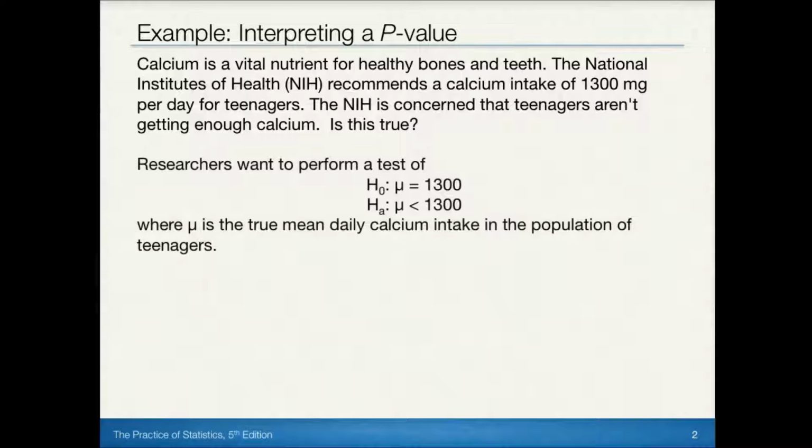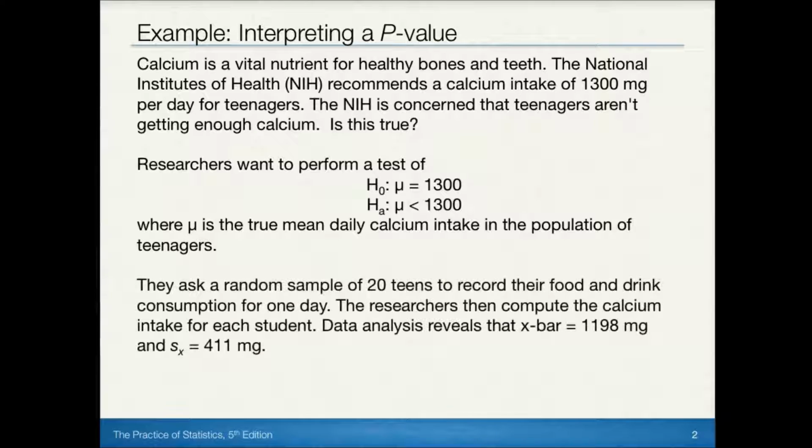Is this true? Well, researchers want to perform a test of the null hypothesis mu equals 1,300 and the alternative hypothesis mu is less than 1,300, where mu is the true mean daily calcium intake in the population of teenagers. Suppose they ask a random sample of 20 teens to record their food and drink consumption for one day. The researchers then compute the calcium intake for each student. Data analysis reveals that x bar, the sample mean, is 1,198 milligrams, and the sample standard deviation is 411 milligrams.